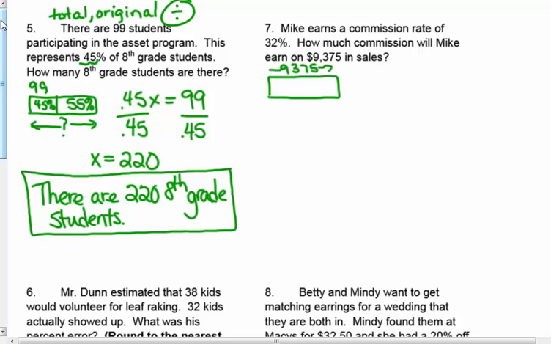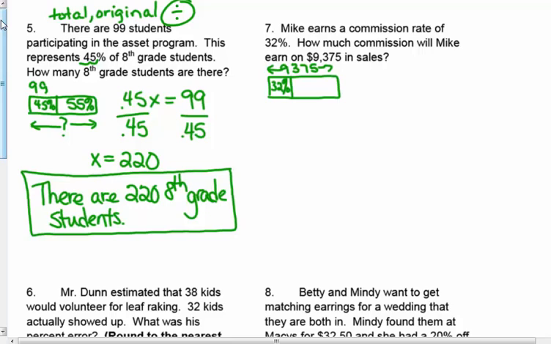So this bar is worth $9,375. He's going to get about a third of it, which is 32%. What is 32% of? So I'm trying to find the part here. I don't know the part, whereas in number 5, I knew part of the class was the 99 kids in the asset program. I don't know part of this.